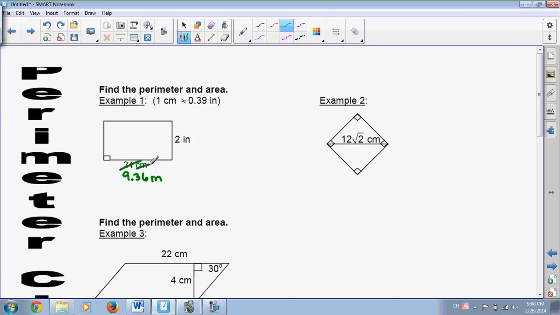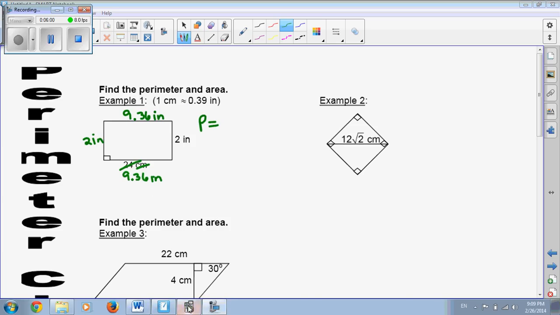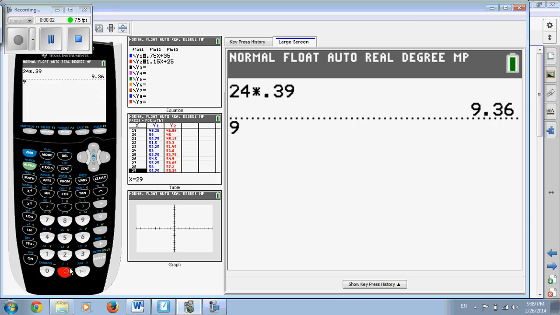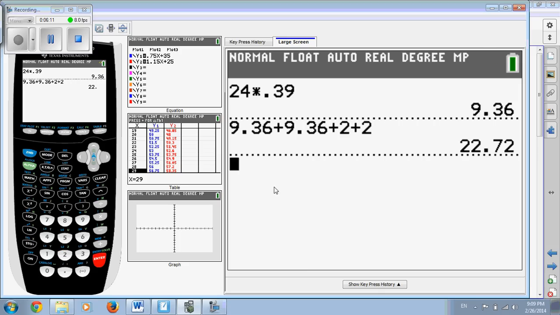Okay, so that would make both of the lengths here 9.36 inches, and then the widths are 2 inches. So the perimeter is nice and easy to find. You just add up all the sides, 9.36 plus 9.36 plus 2 plus 2, and our perimeter is 22.72 inches.